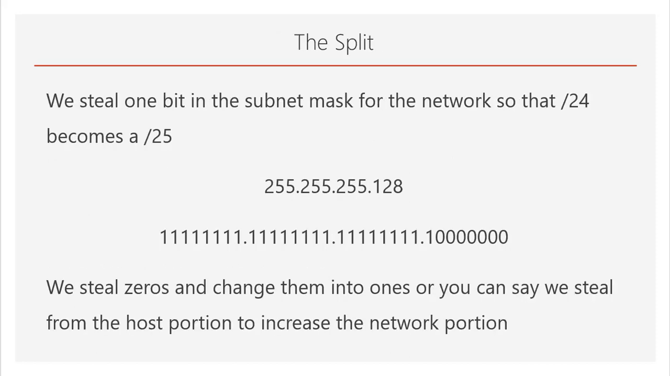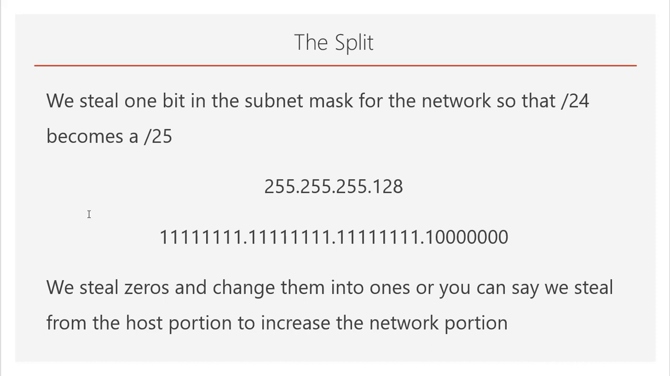So we steal one bit in the subnet mask for the network. We take one of the zeros and turn it into a 1. Now our subnet mask becomes a /25. In binary, our subnet mask would be all ones, all ones, all ones, and then 1, and then 7 zeros. So it would come out to 255.255.255.128.